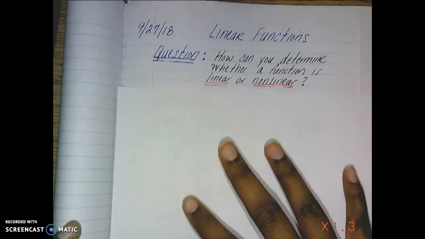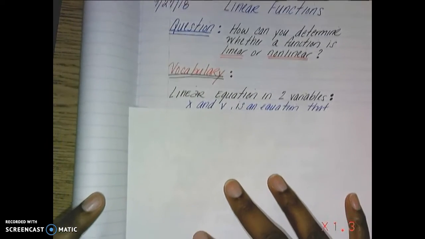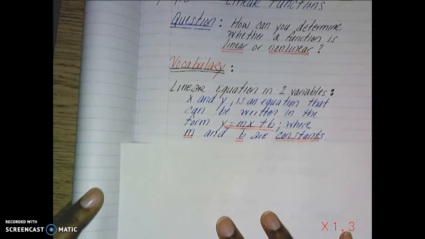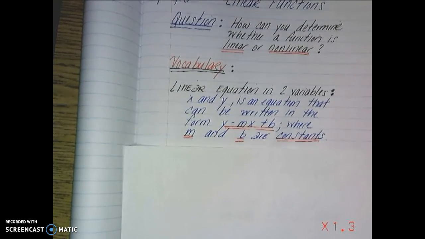So we're going to start with vocabulary. Our first vocabulary word is going to be a linear equation in two variables. So it's not actually a word, it is a series of words. So we're going to look at linear equations in two variables, meaning that there's going to be an x and a y. It is an equation that can be written in the form y equals mx plus b, where m and b are constants.